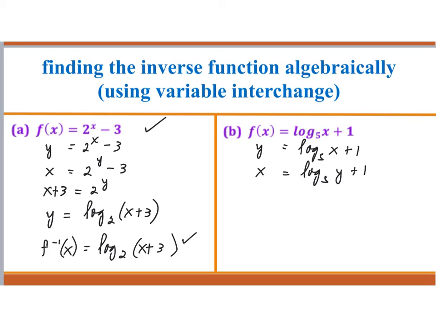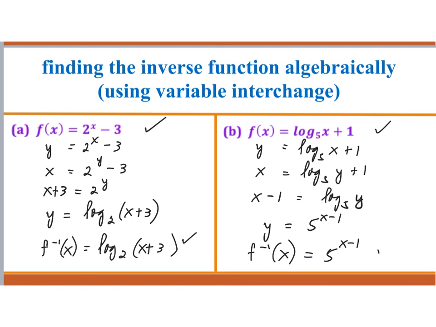Then to solve for y, we isolate y, and we need to write this in exponential form. So first, we isolate the log part by subtracting 1 from both sides of the equation. The result will be x minus 1 is equal to the log base 5 of y. And again, to solve for y in this case, you have to get the exponential form. So y is equal to 5 to the x minus 1. And that is your f inverse of x. And that's what I meant when I said earlier that the inverse of a logarithmic function is an exponential function.